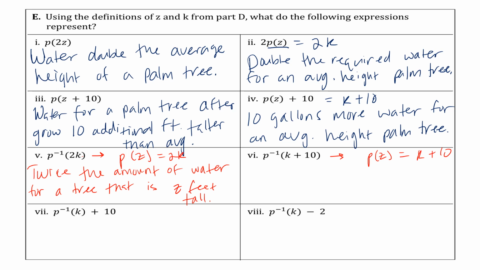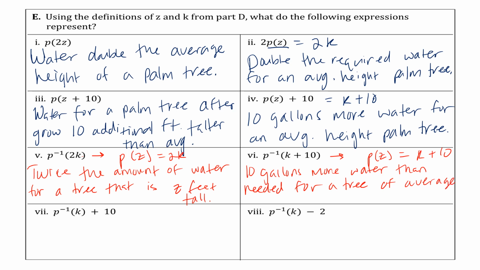So we'd write 10 gallons more water than needed for a tree of average height of z. That sounds something like right.